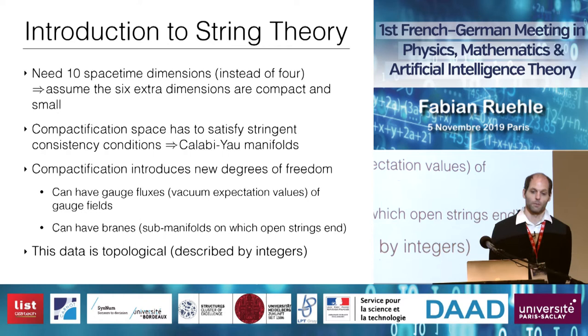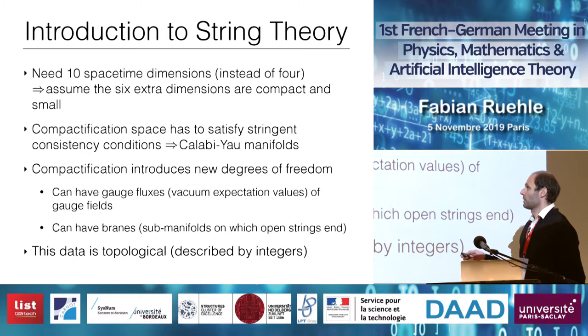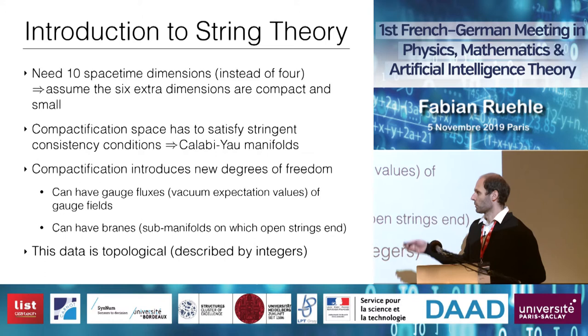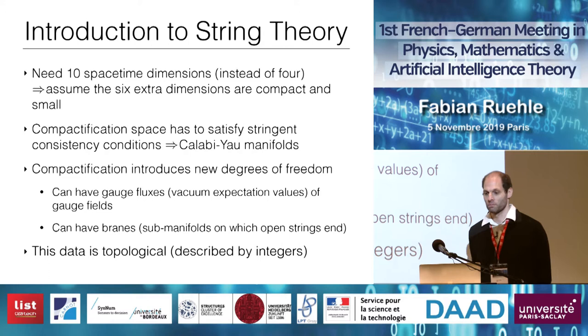All this data, which we now have in addition to the compactification space, the fluxes, and the branes, can all be described by topological invariants. What I mean by this is they are quantities, or data, that do not rely on the metric. And they are just specified by a bunch of integers. So if you want to classify, or specify, the string theory you're studying here, you can do this in terms of a bunch of integers.